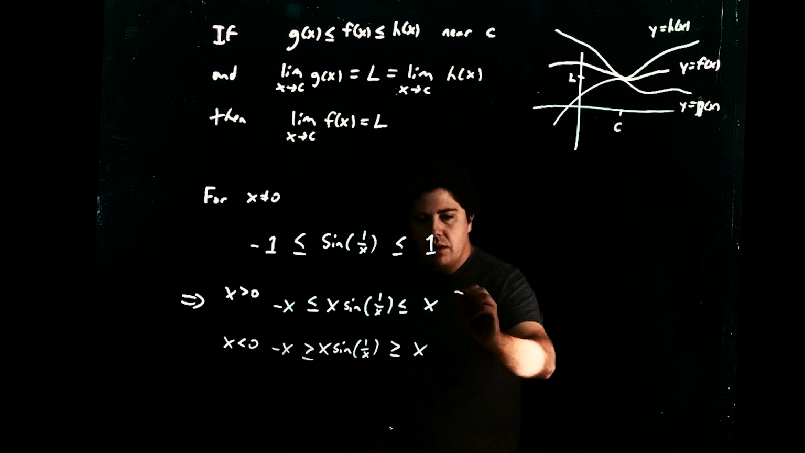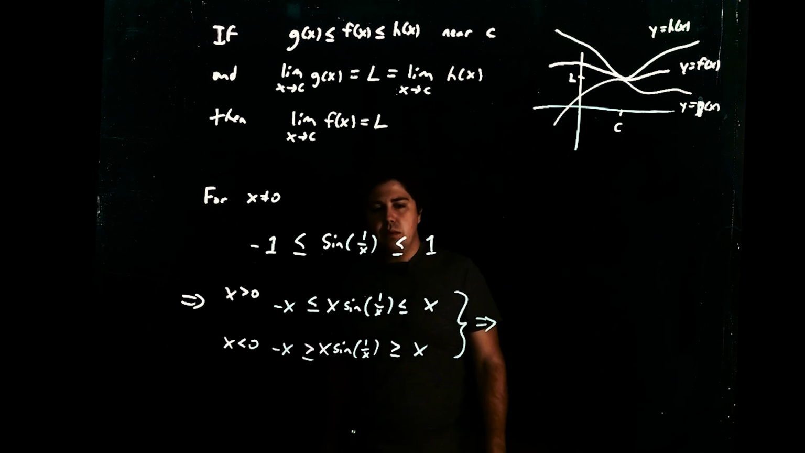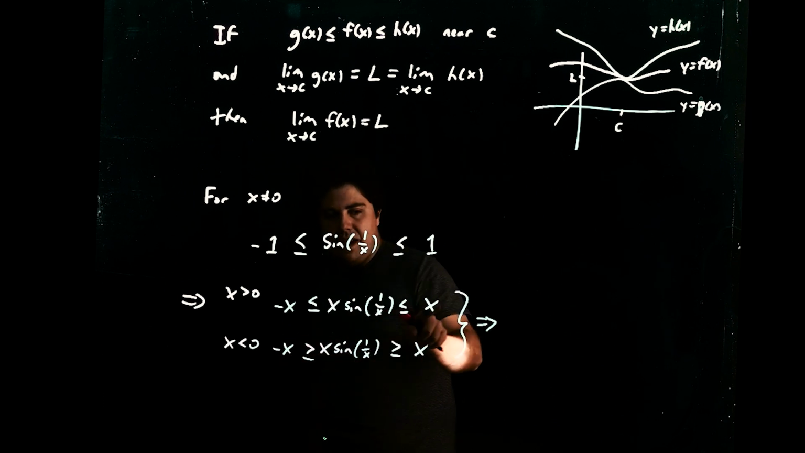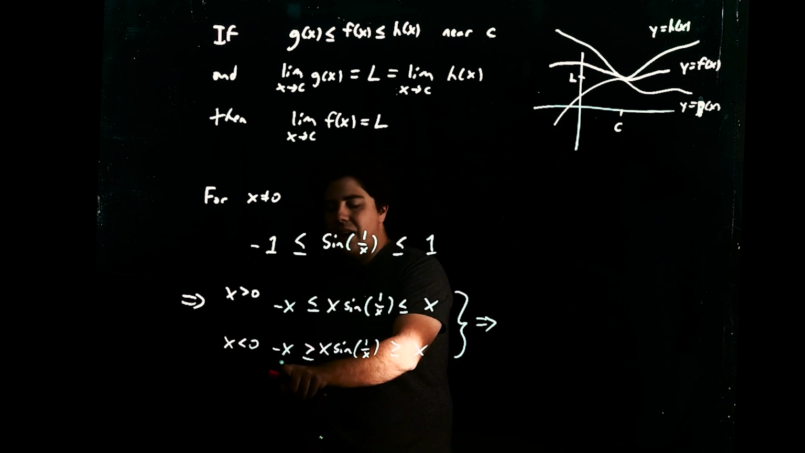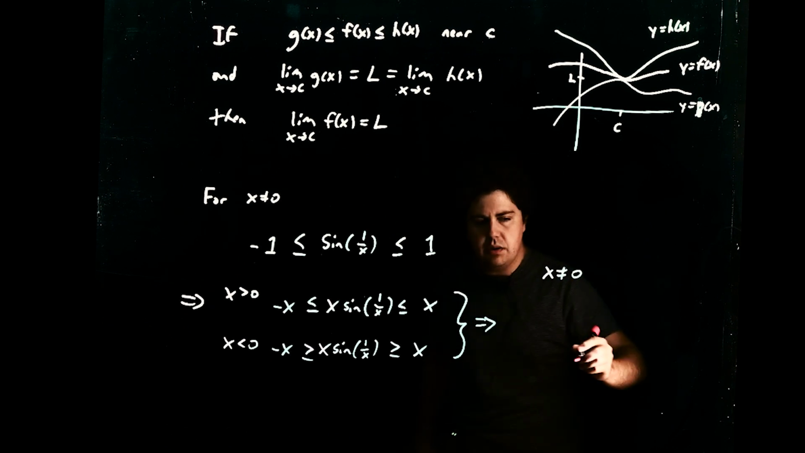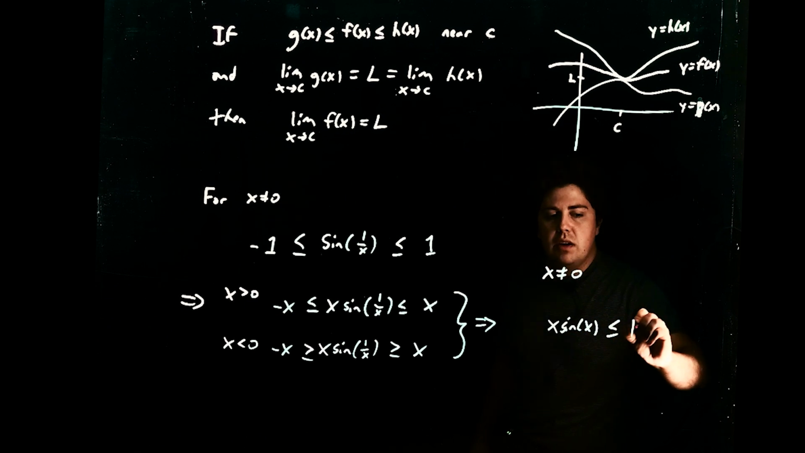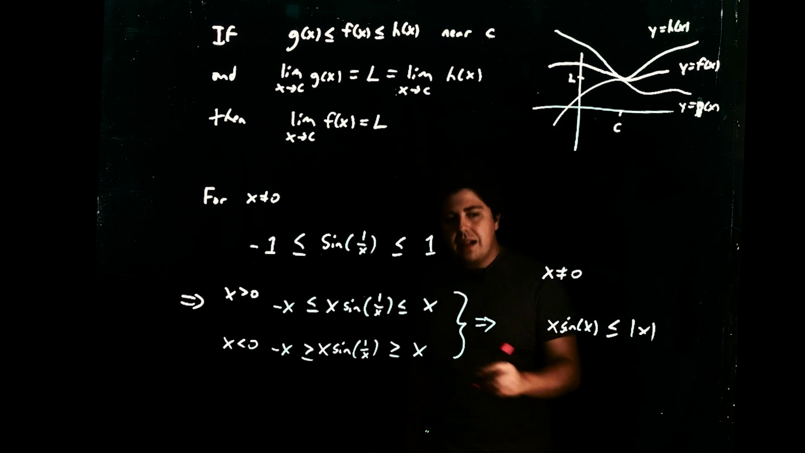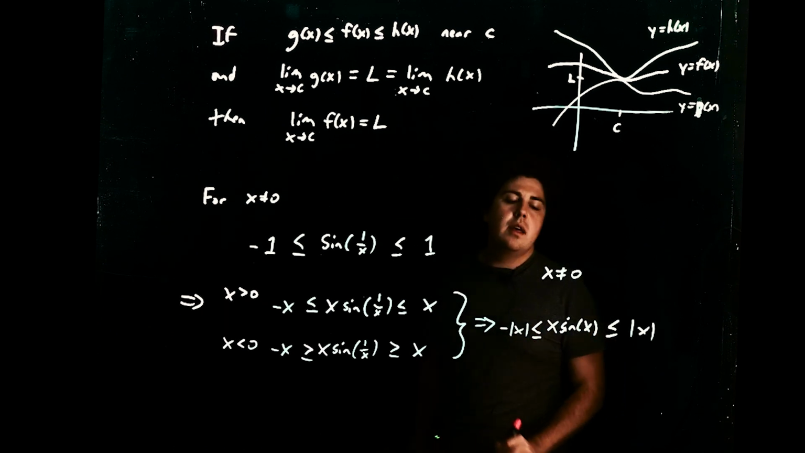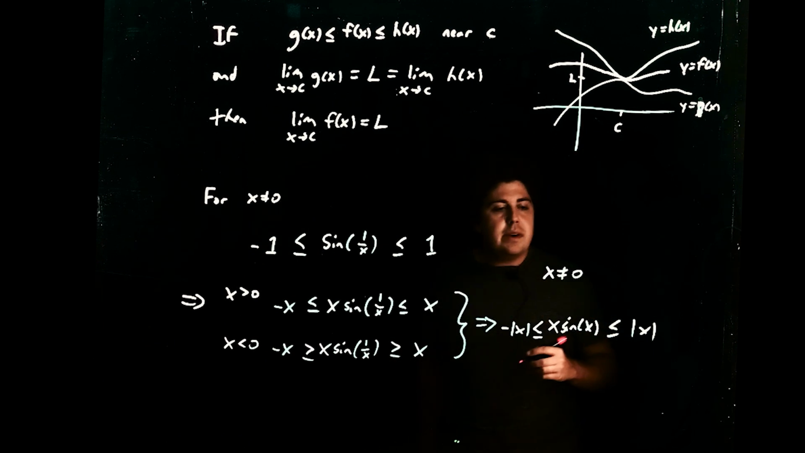But we can put these two into just one line by using absolute x. So we can see here, this is absolute x because x is positive. Here, this is absolute x because x is negative. So in fact, in all cases, when x is not equal to 0, we get that x sine of x is less than or equal to absolute x. And for exactly the same reason on the other side, this whole thing is greater than or equal to minus absolute x. So how can we use the squeeze theorem here?